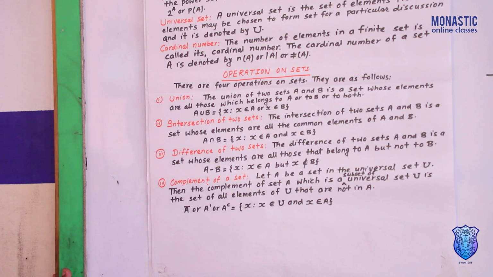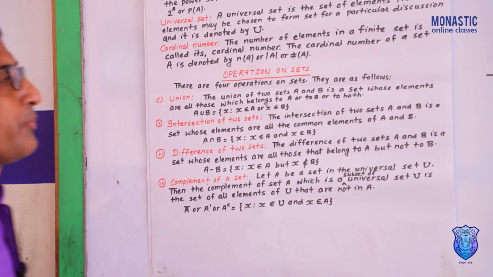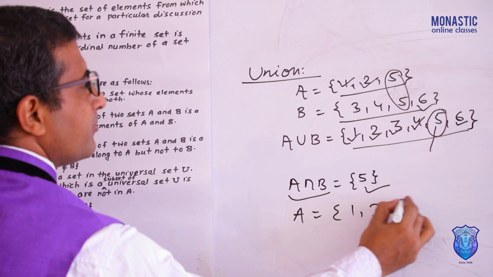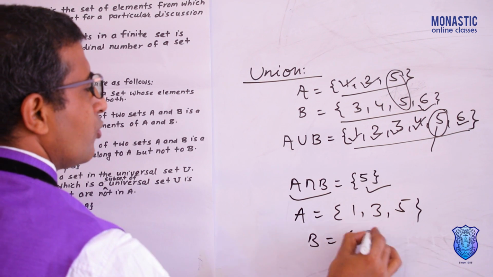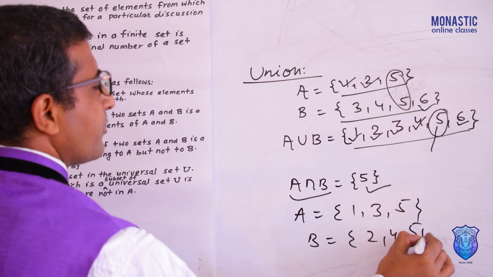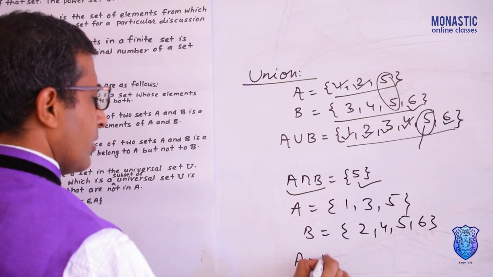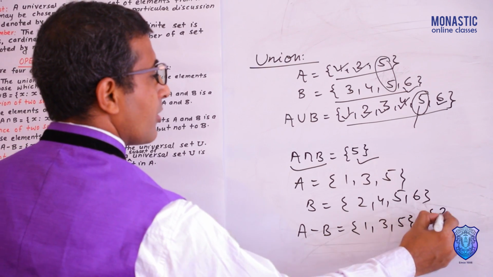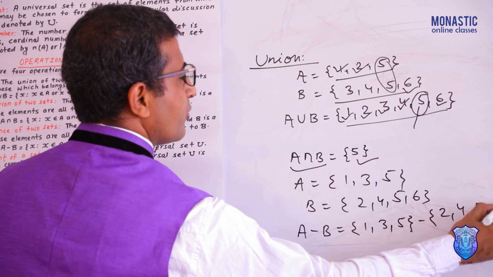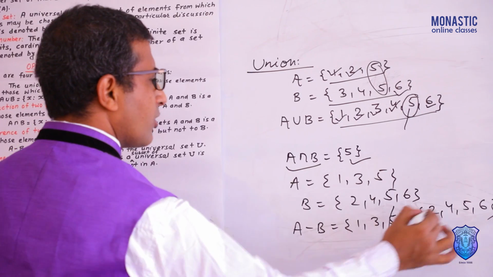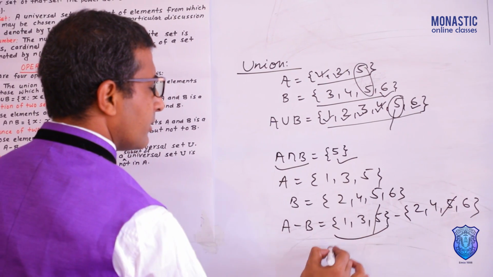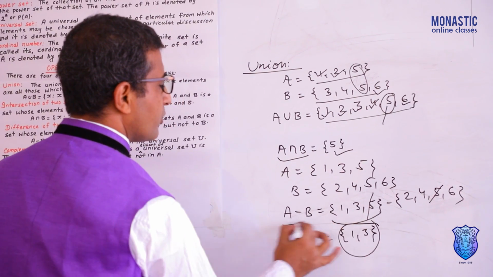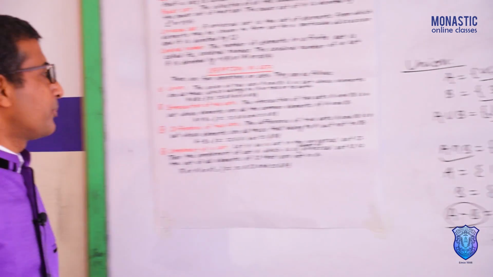Then the third one, the difference of 2 sets. A is {1, 3, 5}, B is {2, 4, 5, 6}. If we have to find the difference, what are the common elements between these two? Leave the common element. What elements are left in the first one? That's the difference between the sets A and B.